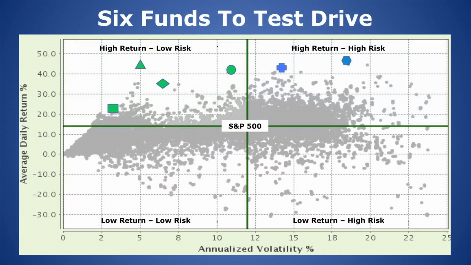These 6 funds had shown a desirable risk-return balance in the last quarter. The 4 green symbols were funds rated as A. They had higher returns and lower risk than market. The 2 blue symbols were funds rated as B. They had higher returns but also higher risk.